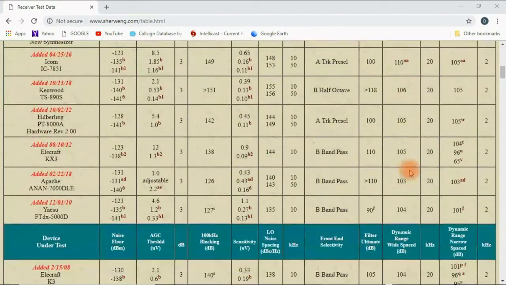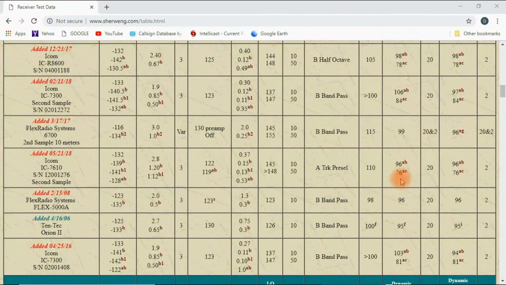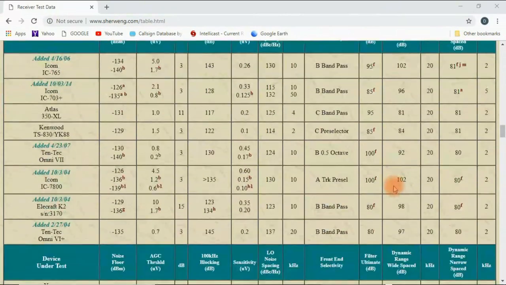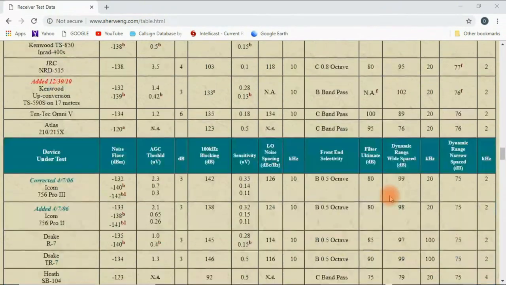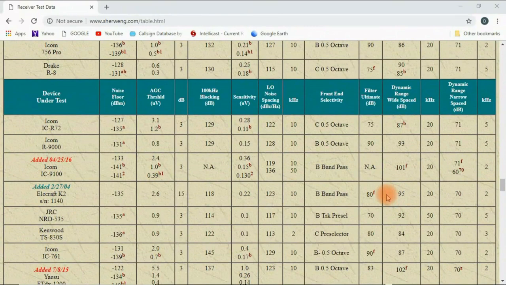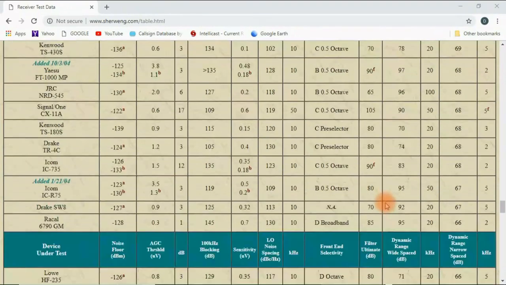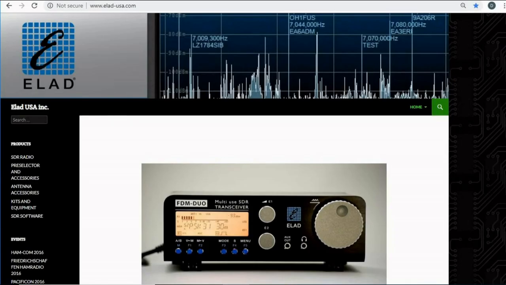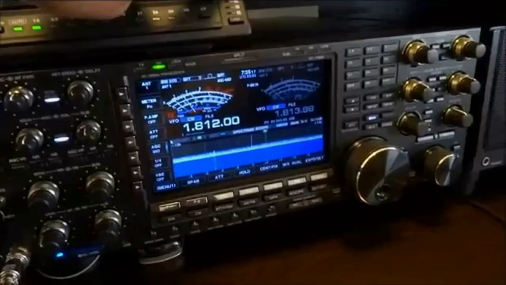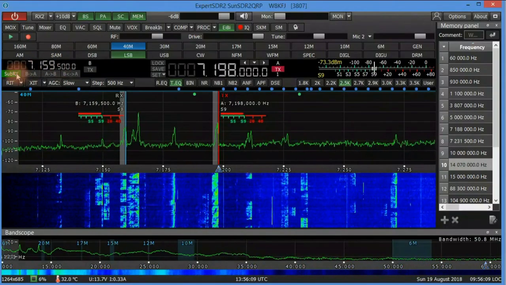Today's moderately priced SDRs outperform even the best radios of yesteryear. I think other differences, like features and ease of use, are more significant. A quick look at Sherwood's receiver test shows us that today's receivers, even the cheaper ones, which are pretty much SDRs, are way better than any radio made just a few years ago. Great performance just doesn't cost a bundle anymore. Even the $1,000 QRP SDR transceivers like the ELAD FDM Duo or the Expert Sun SDR2 QRP perform on par with the most expensive radios, while sometimes offering features not even available in those expensive units.